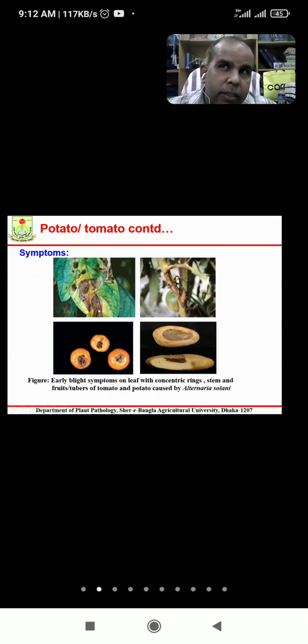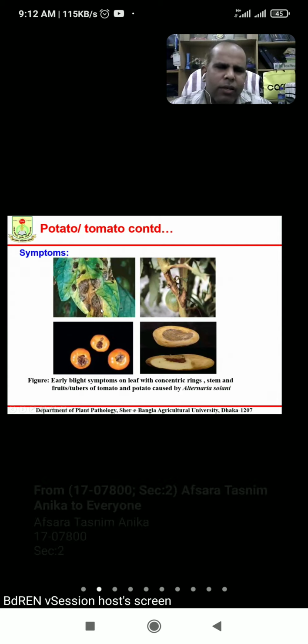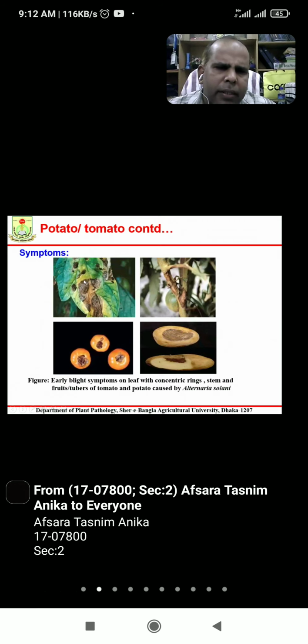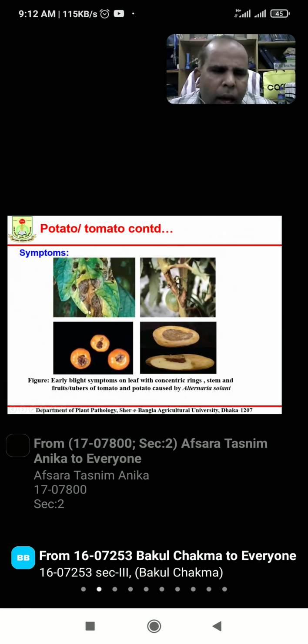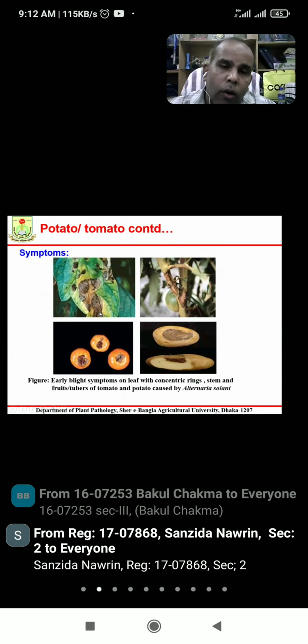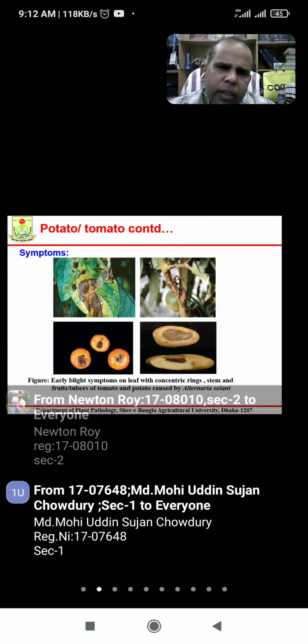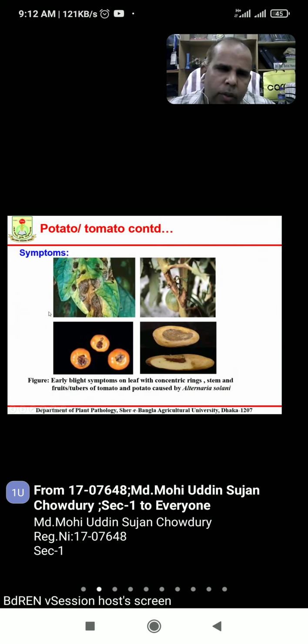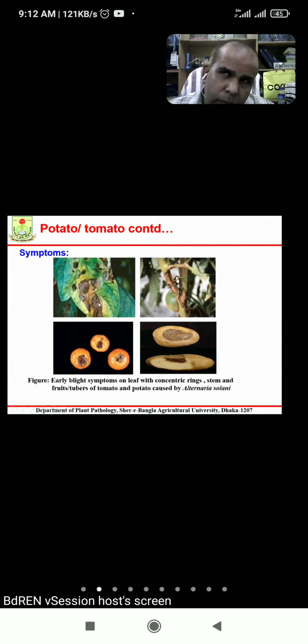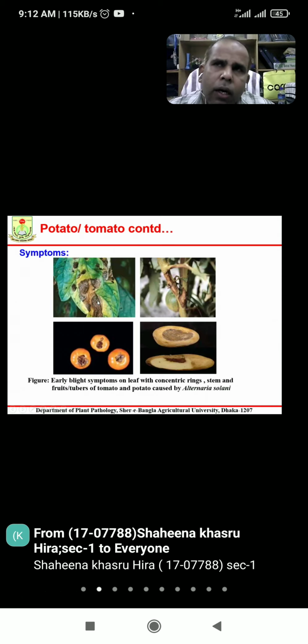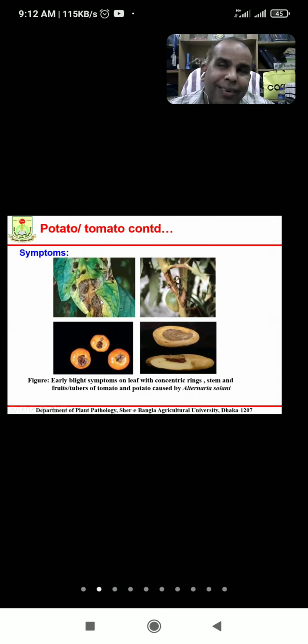Finally, at the advanced stage, when the disease is advanced and the spots are fully developed, several spots merge with each other and form the blight area. That is why it's called the early blight of potato and tomato. Also, as I told you in yesterday's class, the early blight is very severe in tomato as compared to potato. It also appears in potato, but I include here the leaf of tomato, where the symptom appears very characteristically. Okay. And what about the stem?